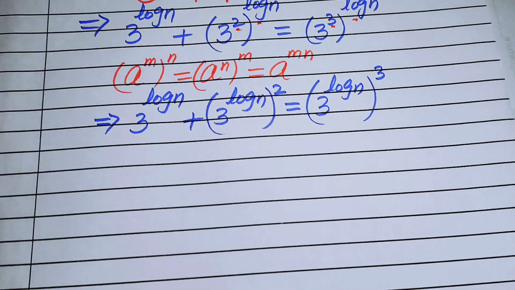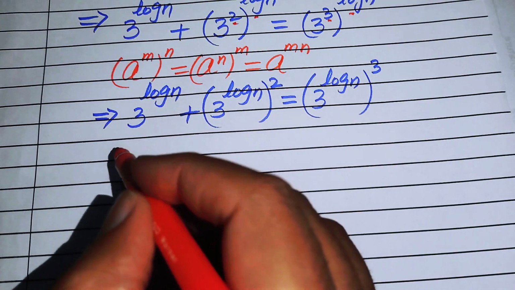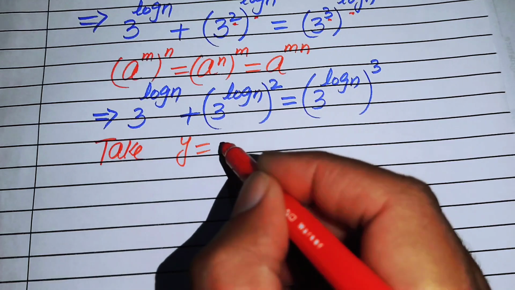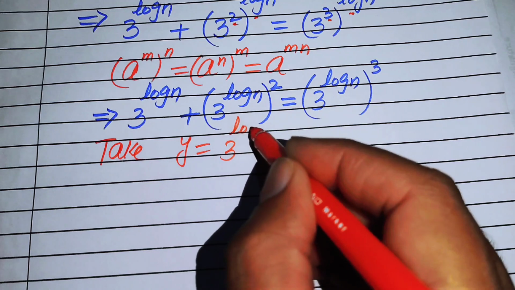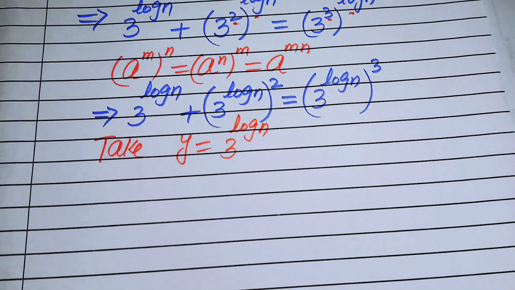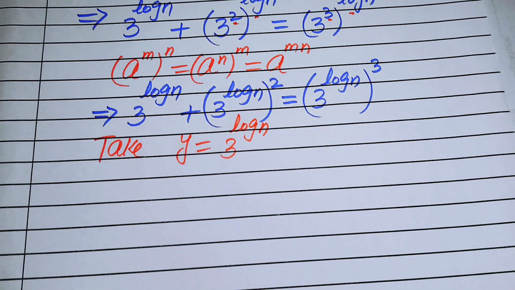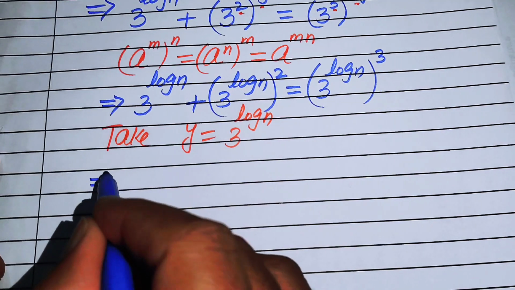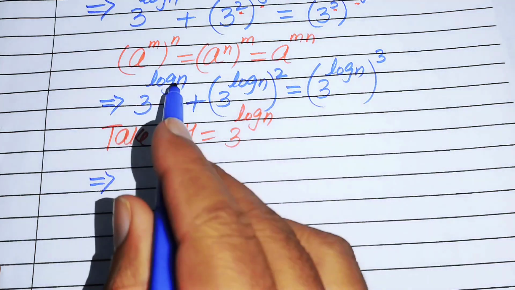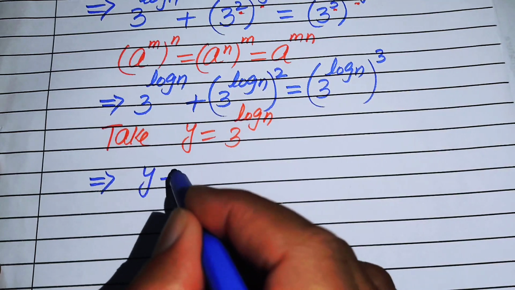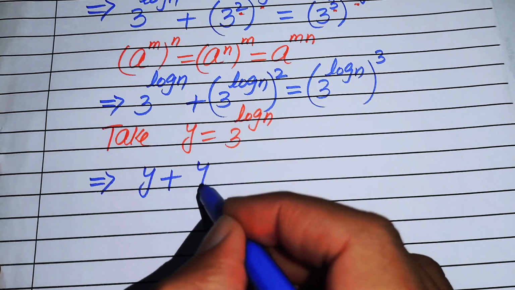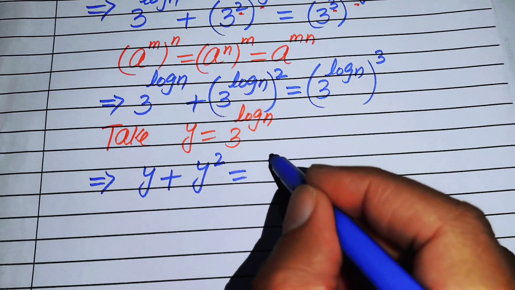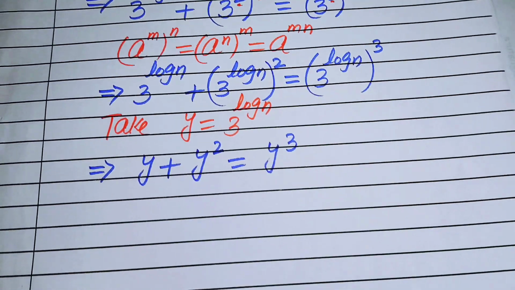Now in the next step we will convert this exponential equation into the cubic form. In order to change this into the cubic form we will make a substitution: we take y equals 3 to the power of log n. Now substituting y equals 3 to the power of log n in the above terms, 3 to the power of log n becomes y, plus 3 to the power of log n squared becomes y squared, and this whole equals y cubed.